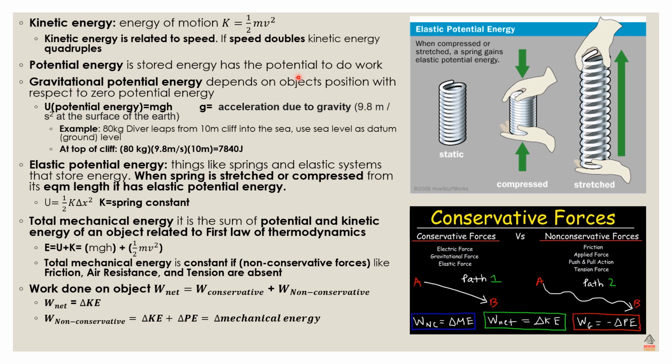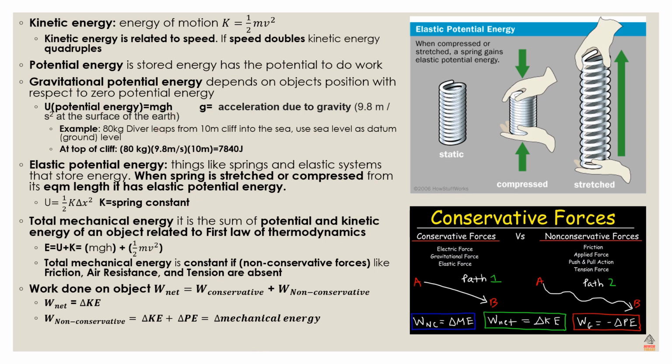Then we have gravitational potential energy. Gravitational potential energy depends on the object's position with respect to zero potential energy. So basically, the gravitational potential energy formula is U equal mass times the gravitational acceleration times height. The gravitational constant is the acceleration due to gravity, which is 9.8 meters per second squared.